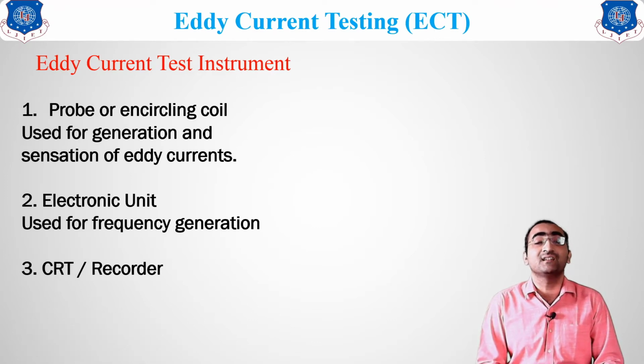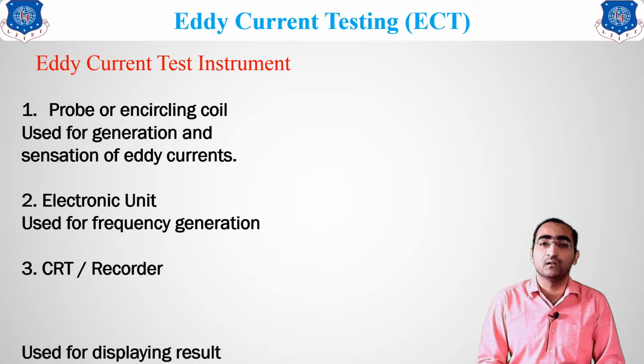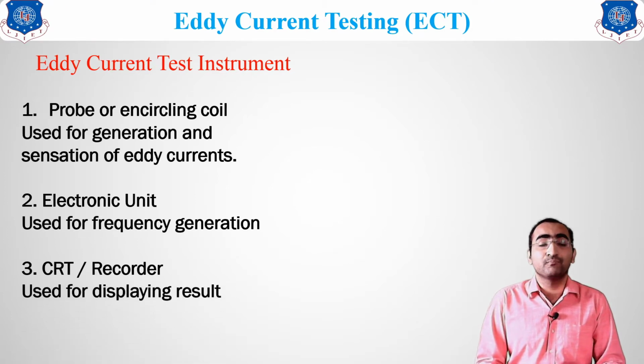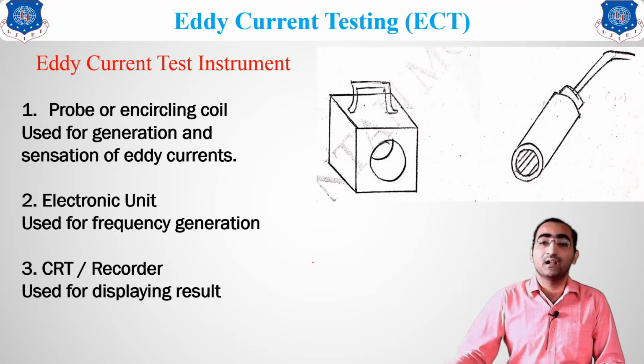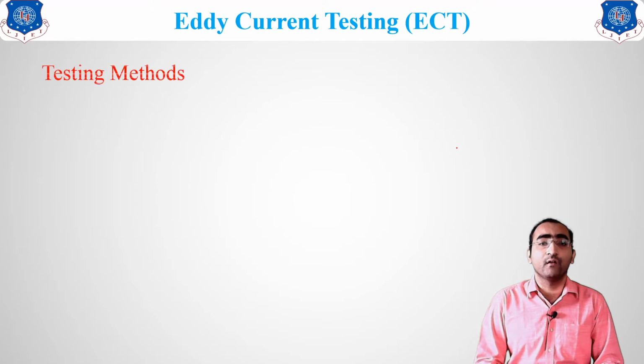And the third one, a CRT or a recorder screen, on which we can find the recording, or you can say the data will be there on that particular machine. Clear? So for the display unit we go for the CRT or the recorder. These are the probe and the coil. It looks like this. That is the probe, and the encircling coil will be like this. Okay. Let us move forward to the methods.